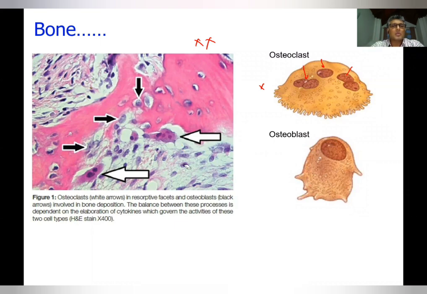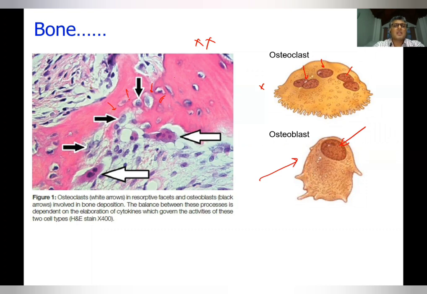Then these black arrows show you osteoblasts. An osteoblast is different. It has only one nucleus, and it actually lays down bone. So this bone that you see here is laid down by many of these osteoblasts. You can see an osteoclast is several times larger than an osteoblast.